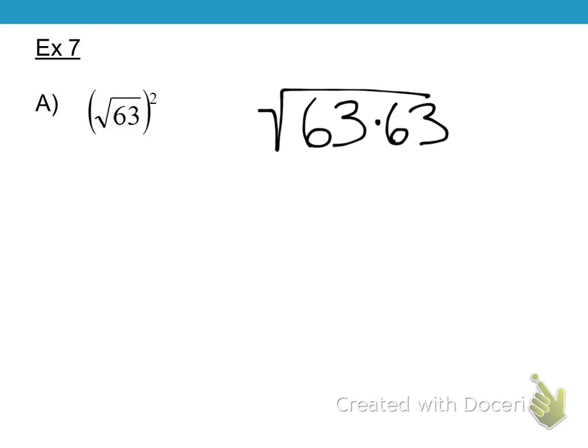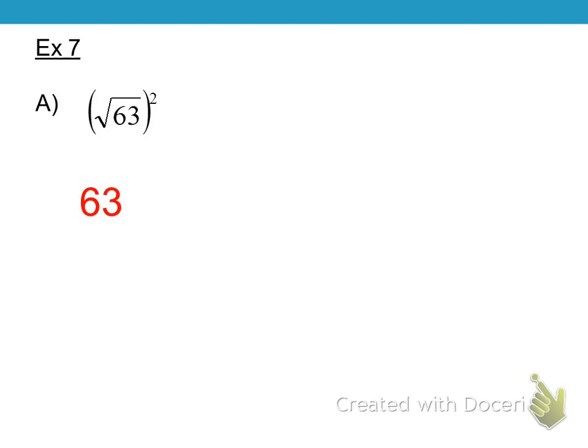Hold on. How in the world? It's 63! What is squaring something and taking the square root? They're inverse operations. They undo each other. So the answer is 63. The answer is 63! Isn't that fun? Love it.